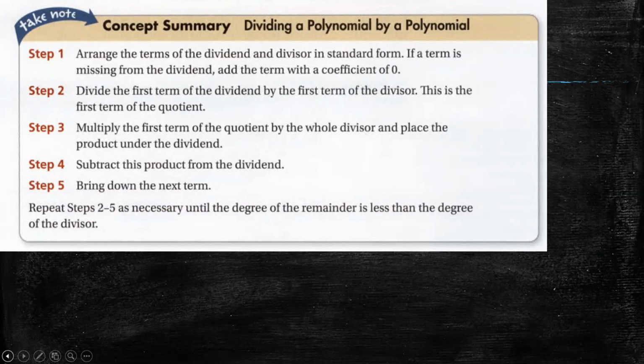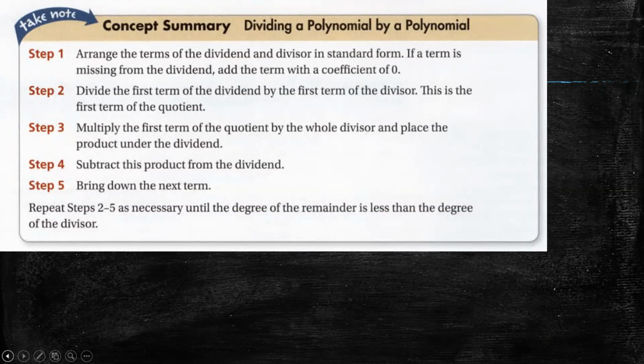How to divide a polynomial by a polynomial. Step number 1: Arrange the terms of the dividend and the divisor in standard form. If a term is missing from the dividend, add the term with a coefficient of 0. So the first thing, look at the terms. If they are arranged, continue. If they are not arranged, arrange them, please. When you arrange them, if you see powers like 4, 2, 1, 0, something is missing, which is 3. So add the cubic term with a coefficient of 0.